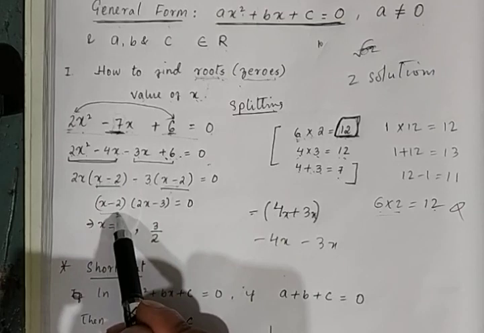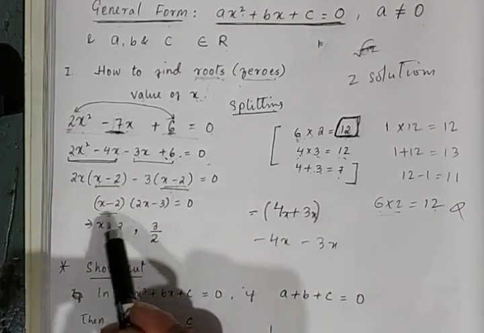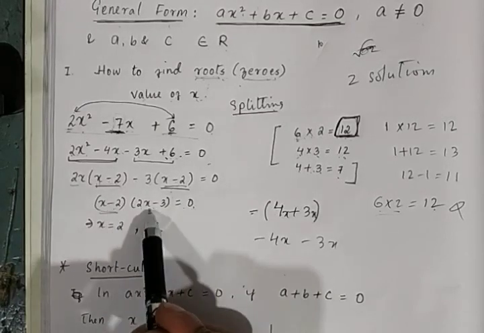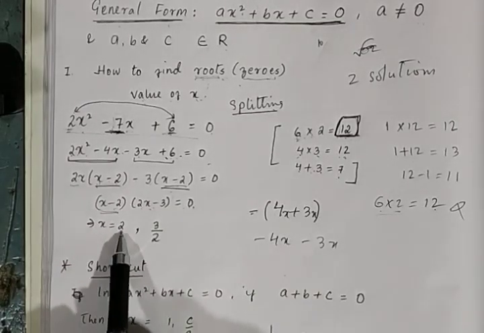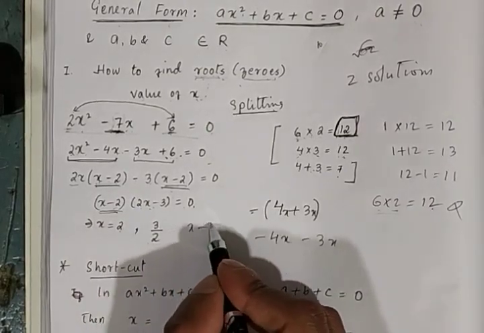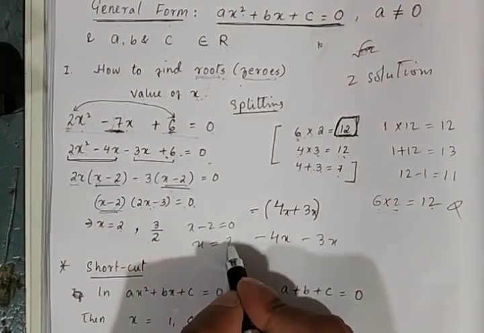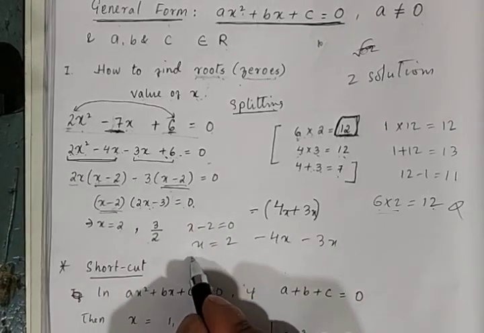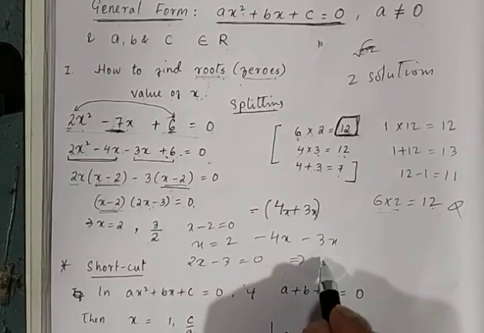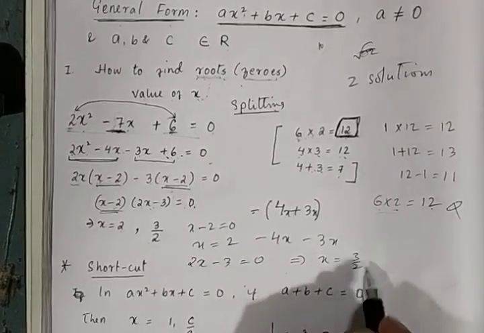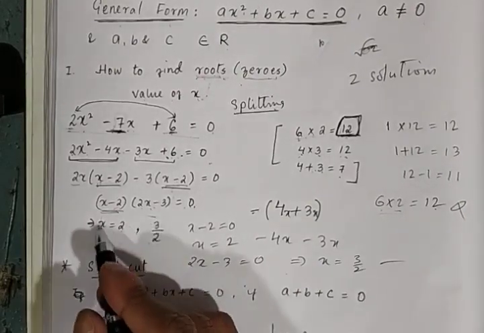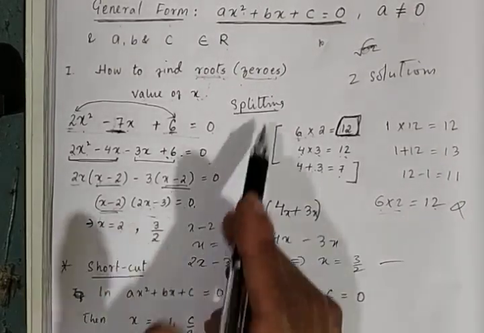Now x minus 2 is common in both. x minus 2, and what is left? 2x minus 3 equals 0. Product is 0, that means x equals 2 or x equals 3 by 2. I hope you have understood how x equals 2 comes: x minus 2 is 0, that means x equals 2. Now 2x minus 3 equal to 0 means x equals 3 by 2: minus 3 goes to this side as plus 3, and 2 comes down. So these are the two roots or the two zeros.